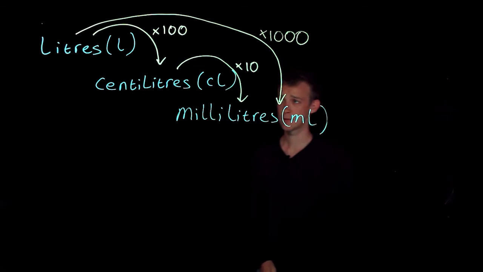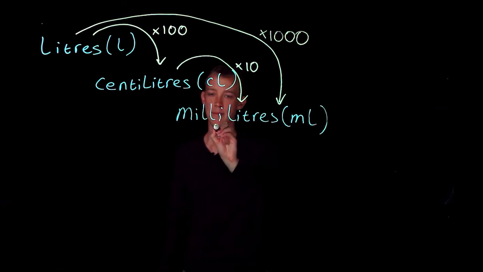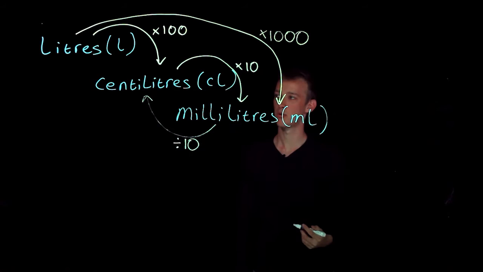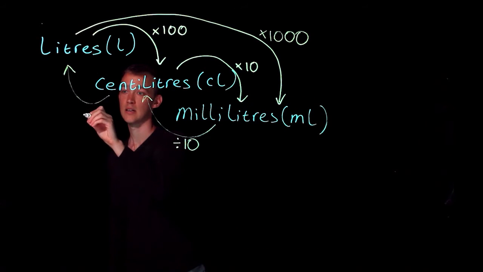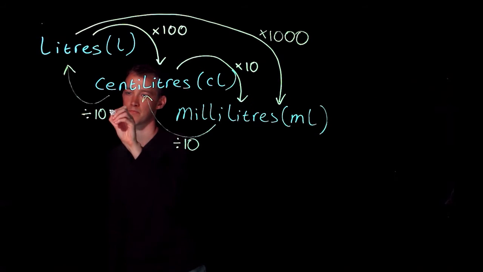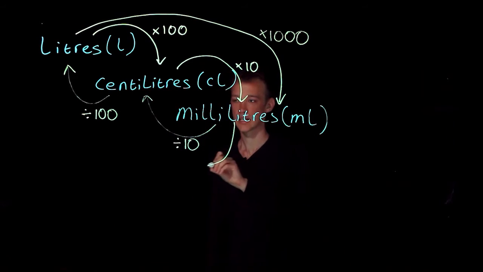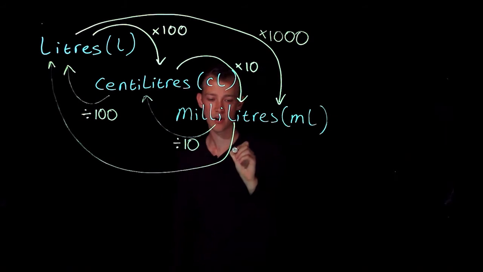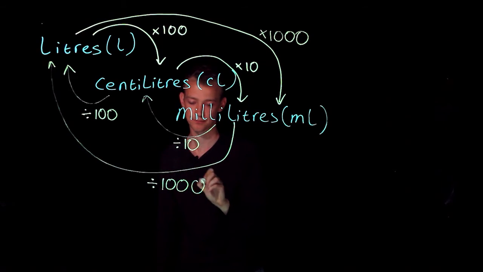And on the opposite side, if I'm going from millilitres to centilitres, I am dividing by 10 instead of timesing by 10, because it's the inverse operation, and centilitres to litres, I shall be dividing by 100. And in the same way, to get from millilitres straight to litres, I shall be dividing by 1,000.